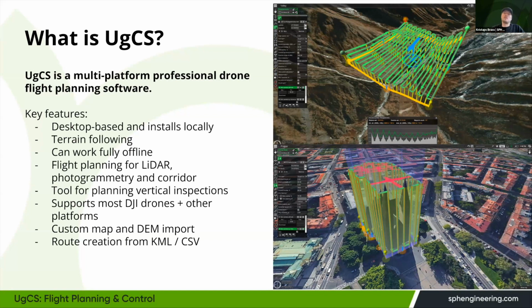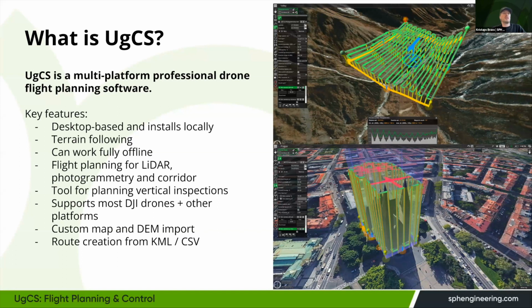So firstly, this is a multi-platform professional drone flight planning software. And multi-platform means that it supports drones from various manufacturers. So if, for instance, in your drone team or in your company, you have, let's say, a few DJI drones, maybe now you're considering transitioning to Autopilot or PX4 platforms, you can use a single solution for all of these drones. So you can use different drones from different manufacturers with the same software.